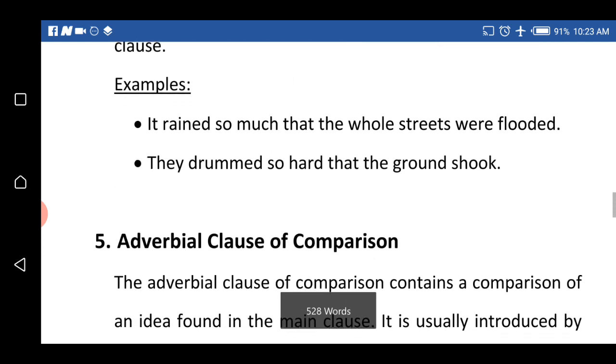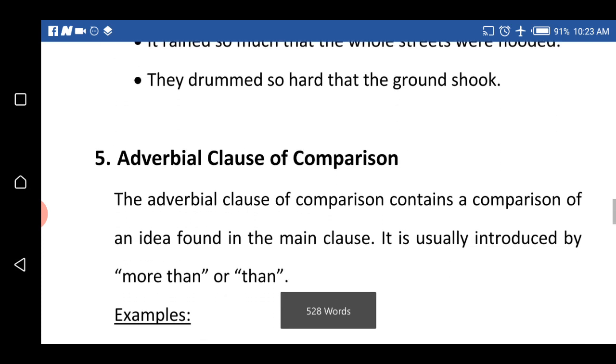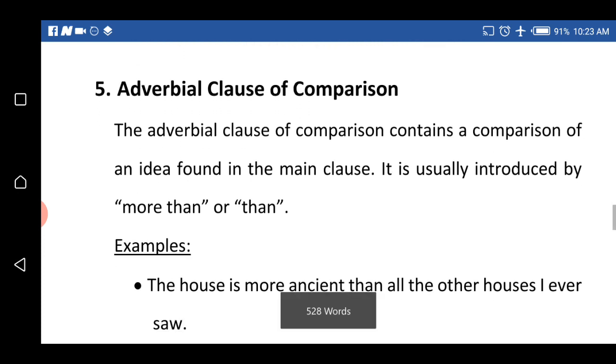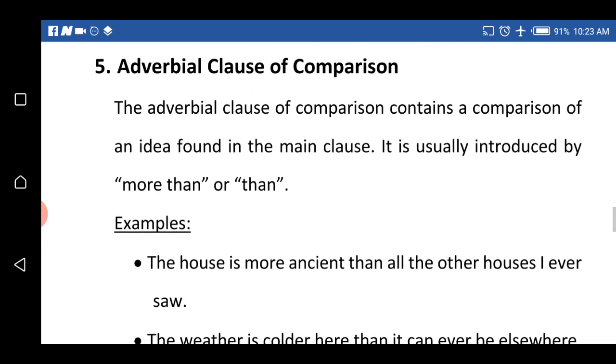Number 5 now, we have adverbial clause of comparison. The adverbial clause of comparison contains a comparison of an idea found in the main clause. It is usually introduced by more than or than.